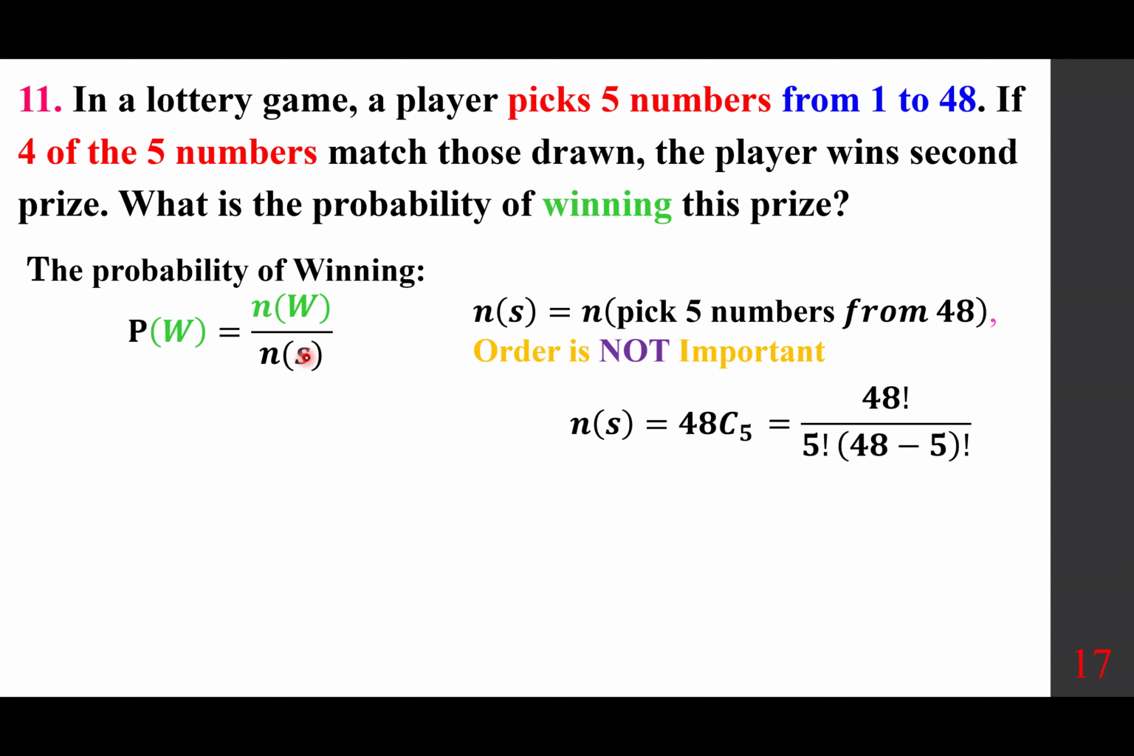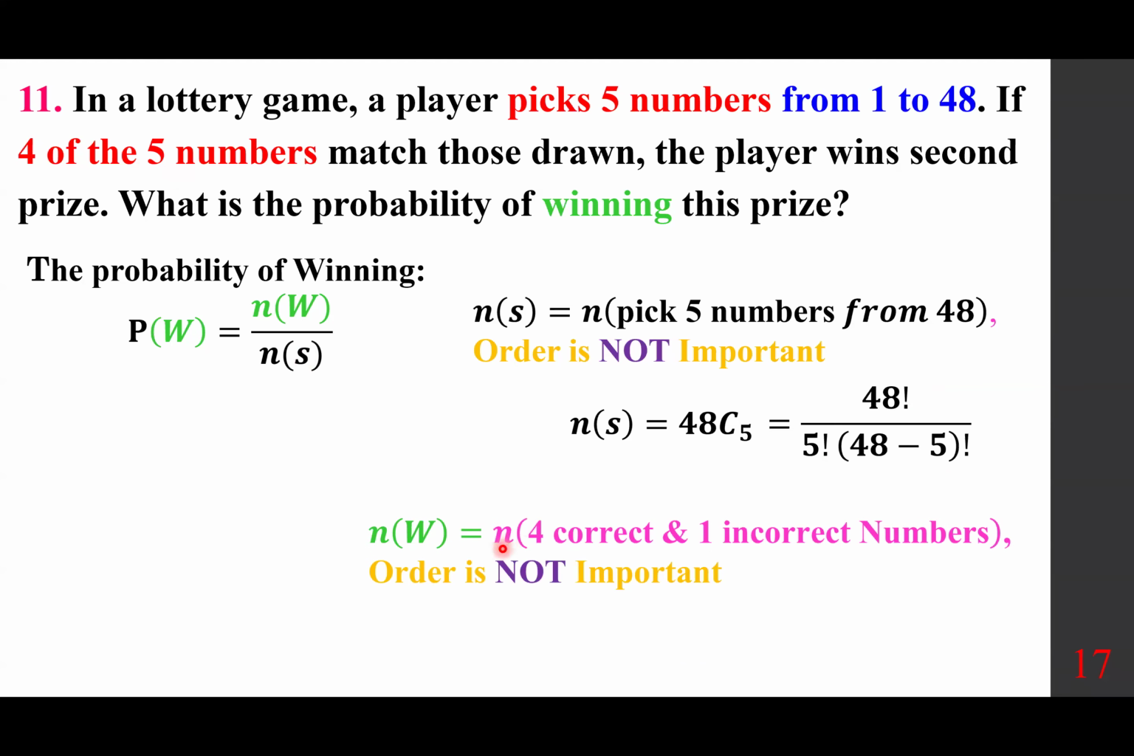But what is n of winning? We want 4 out of 5 numbers. That means 4 correct and 1 incorrect. And order is not important. We just want 4 of them to be correct. Now, 4 of them to be correct, we have 5 numbers, okay? 4 of the 5, so combination of 5, choose 4. And then the rest of them, 48 minus 5 is 43. From what is left, 43, we want to choose 1.